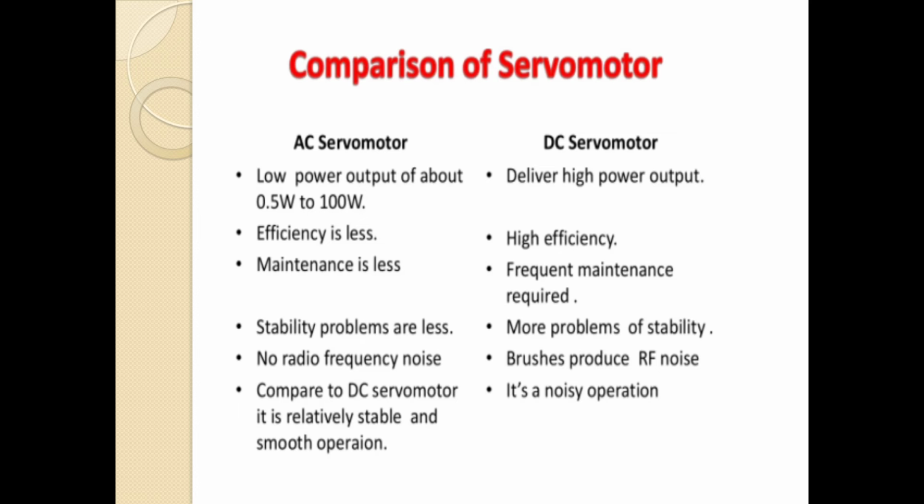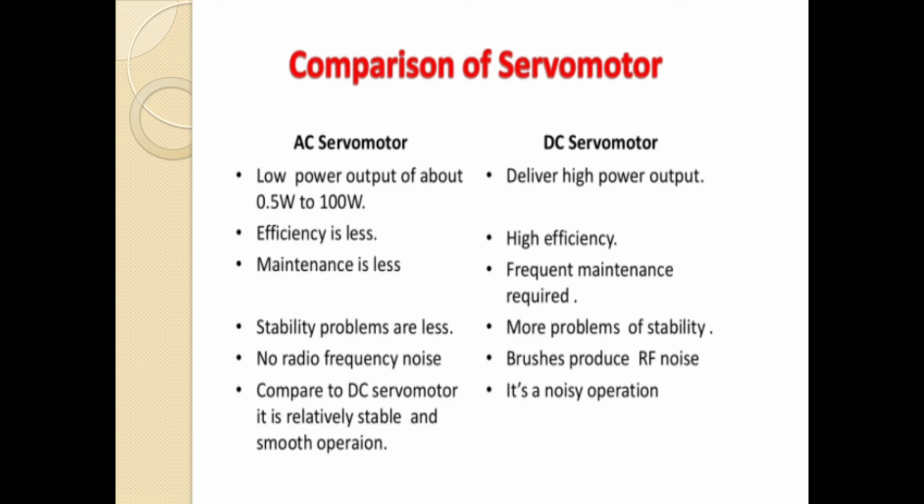And the comparison of servo motors: there are two different types, the AC servo motor and the DC servo motor. The AC servo motor is used for low power applications, about 0.5 watts to 100 watts, and the DC servo motor is used for high power output. AC efficiency is less but DC efficiency is high. AC servo motor maintenance is less, and the DC servo motor is frequently maintained.